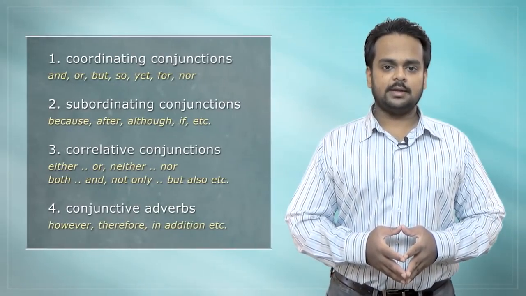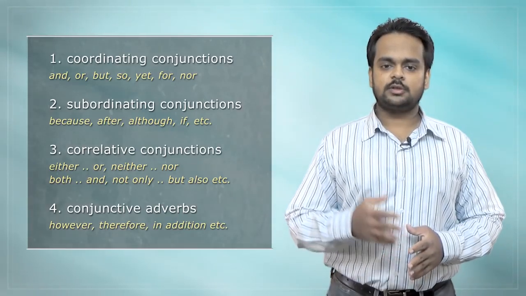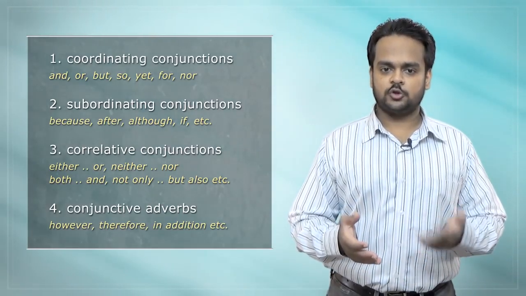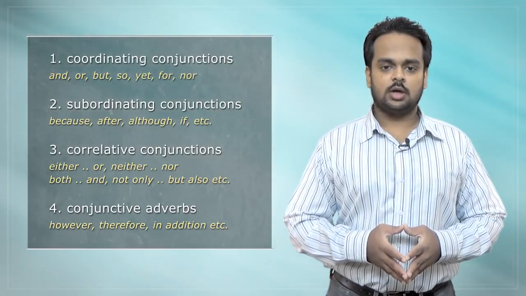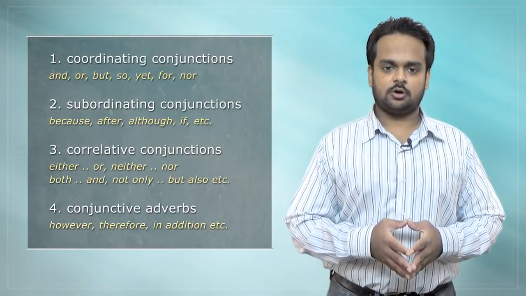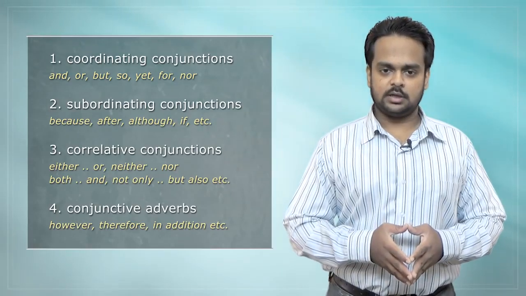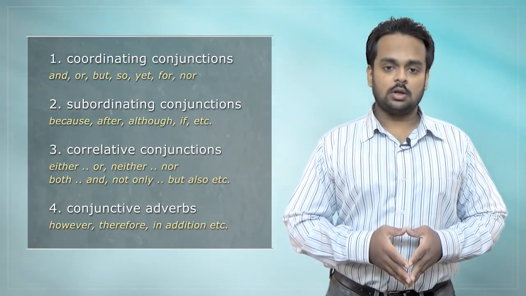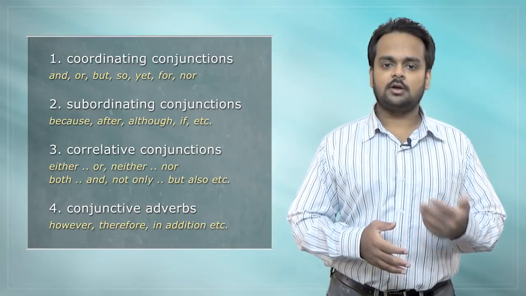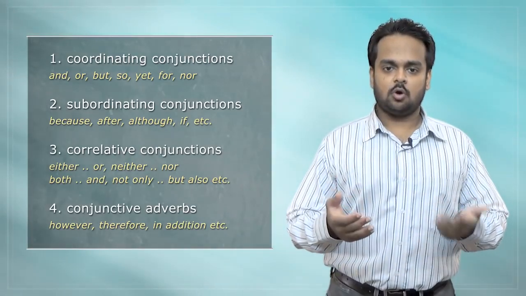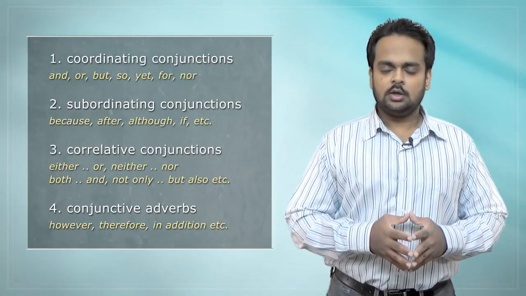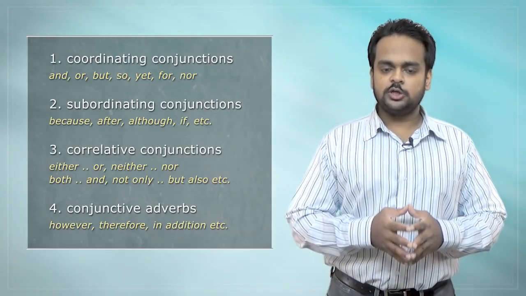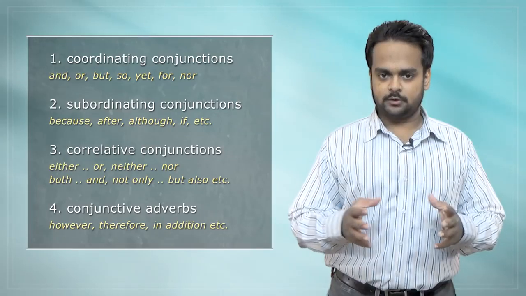Conjunctions come in four major types. Coordinating conjunctions, these are the words and, or, but, so, yet, for, and nor. Subordinating conjunctions like because, after, although, if, until, etc. Correlative conjunctions, these are pairs of conjunctions such as either or, neither nor, not only but also, etc. So in each one, you see two words that always go together.